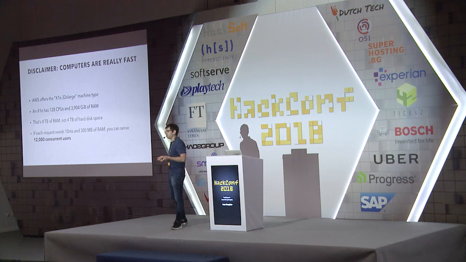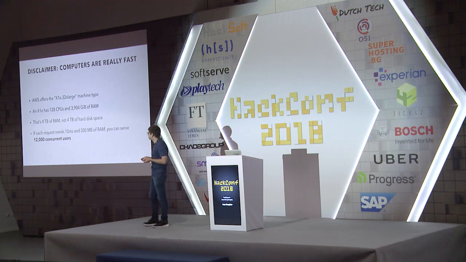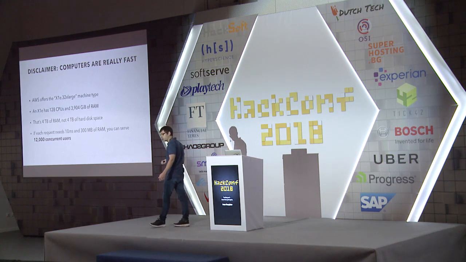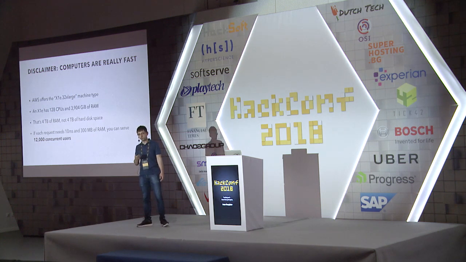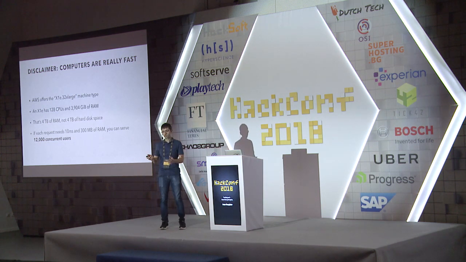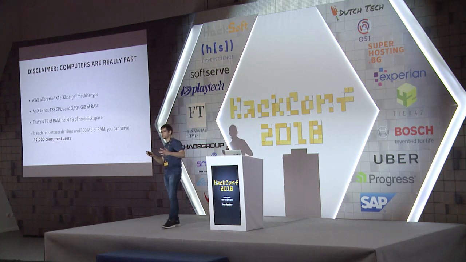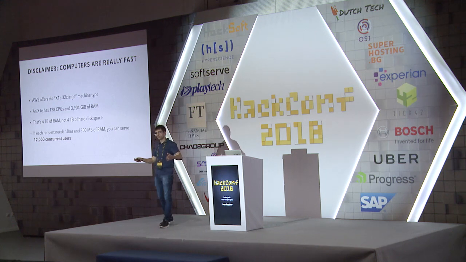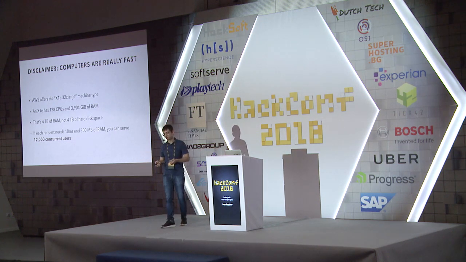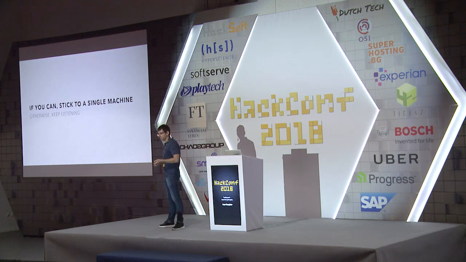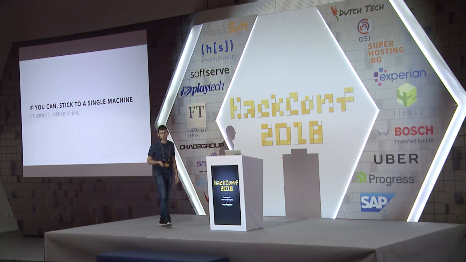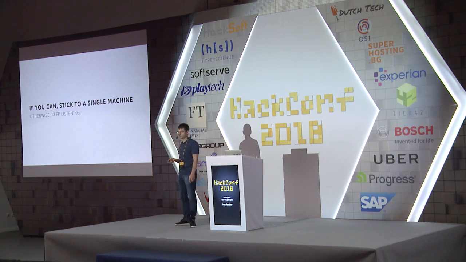So if you have a website where each request needs 10 milliseconds and 300 megabytes of RAM, which is plenty, you can serve 12,000 concurrent users on the same machine. Not 12,000 total or registered users, but 12,000 users making a request right now. This whole room, and 11 more of it, can be handled on this one machine. So basically, if you can, you should stick to a single machine. But if you can't, there are things to do.